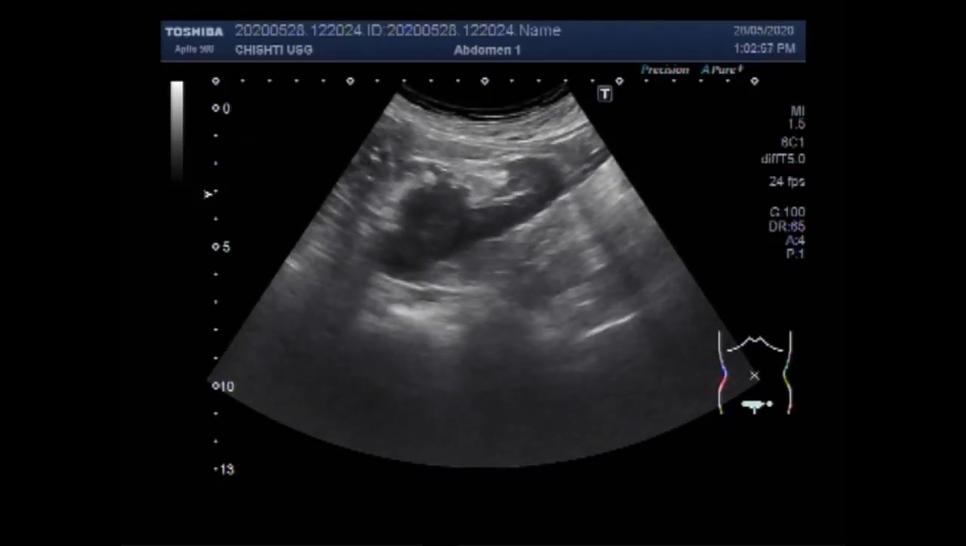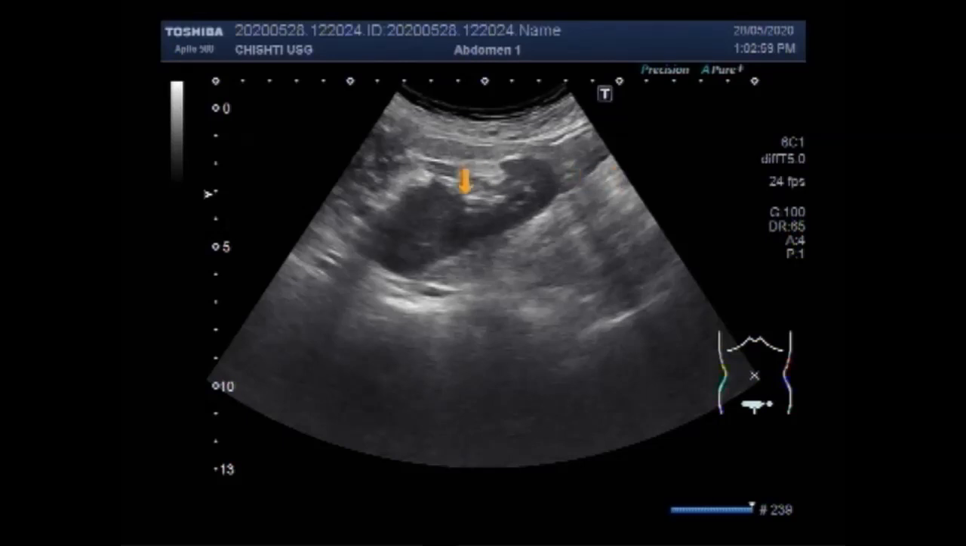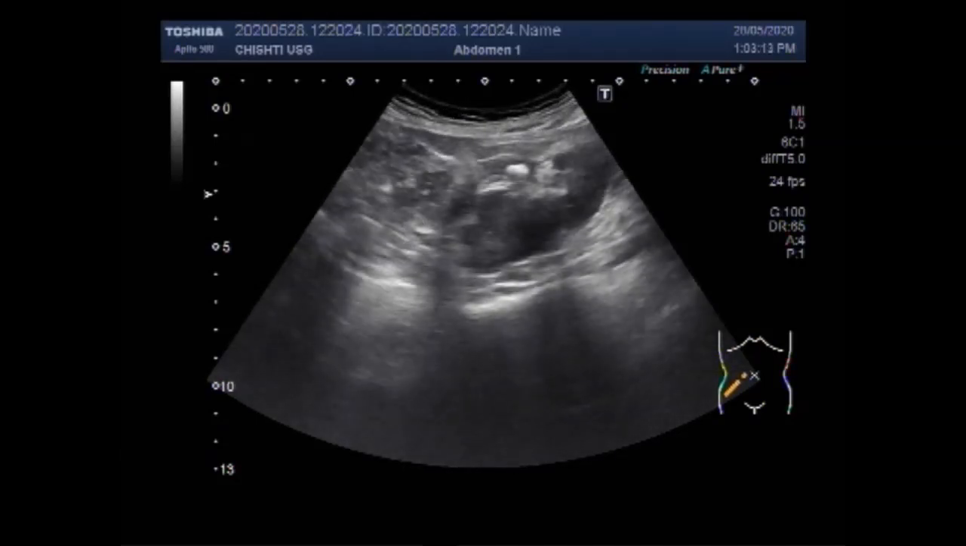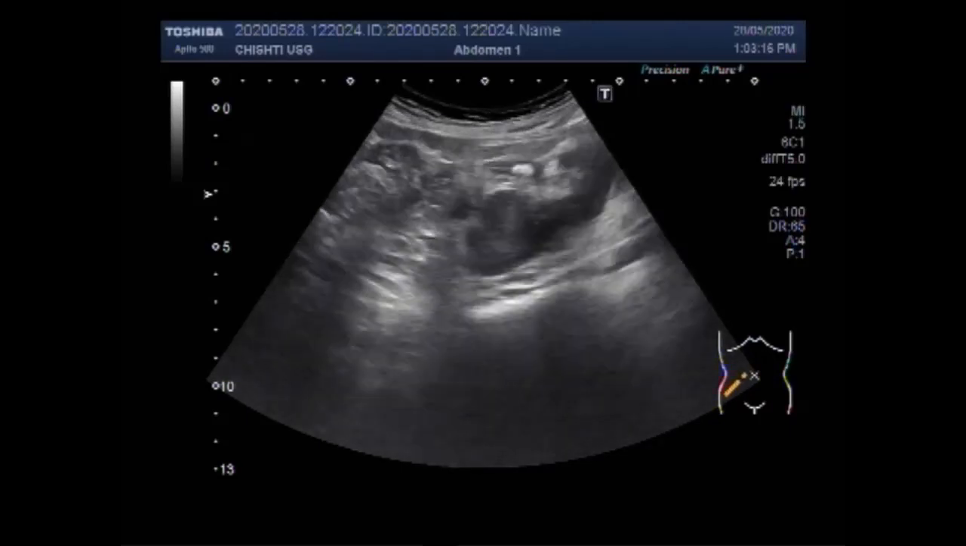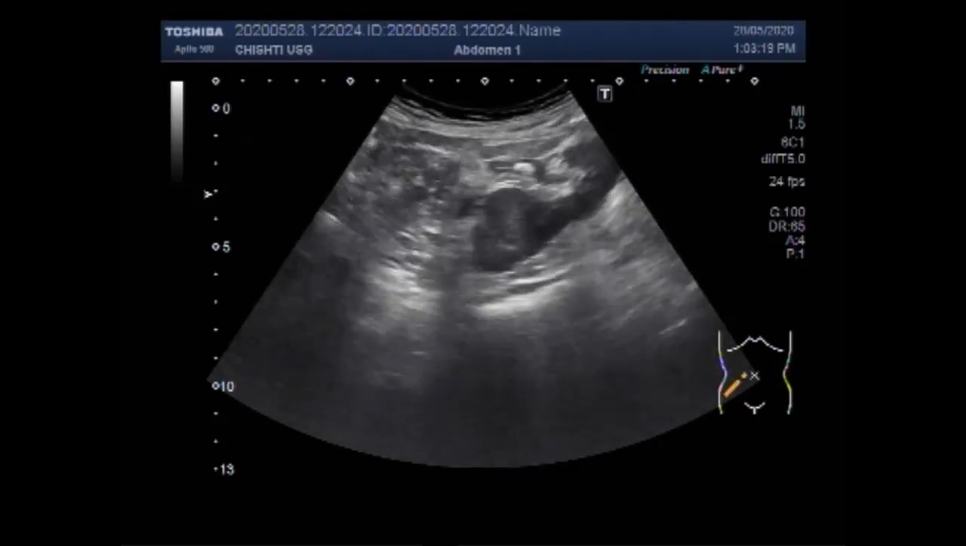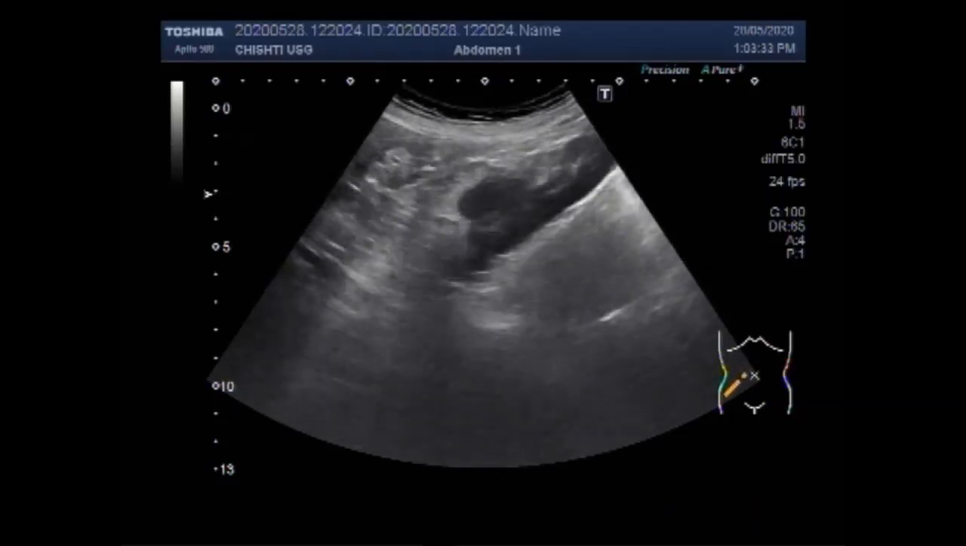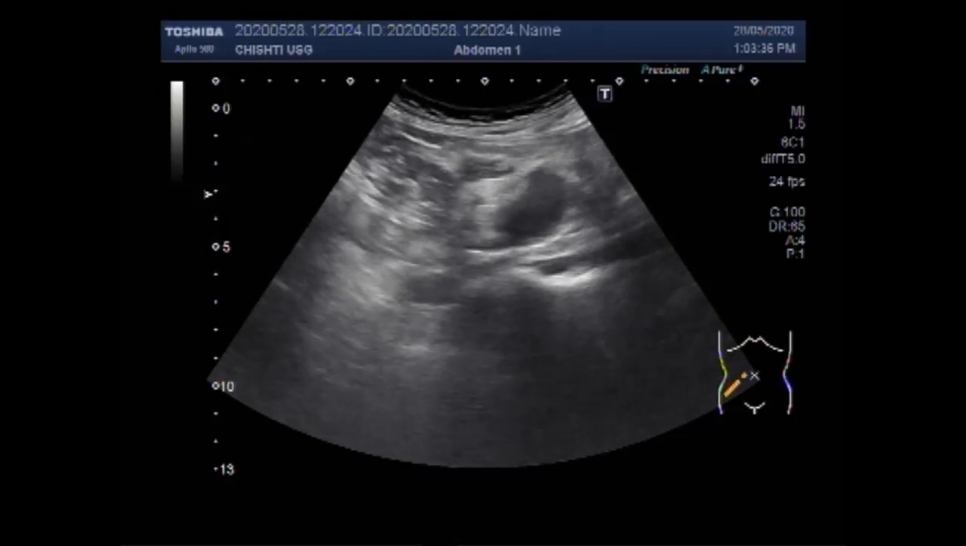Now you can see the right kidney, and it is seen in the right iliac fossa, and you can see it looks slightly smaller in size as compared to the left kidney. And now you can see a stone in the proximal portion of the right ureter. This kidney shows a stone in the ureter, and it is smaller in size as compared to the left kidney.